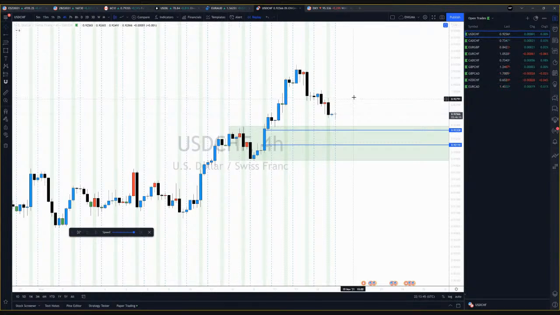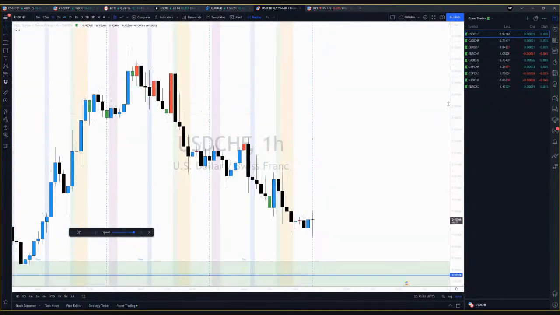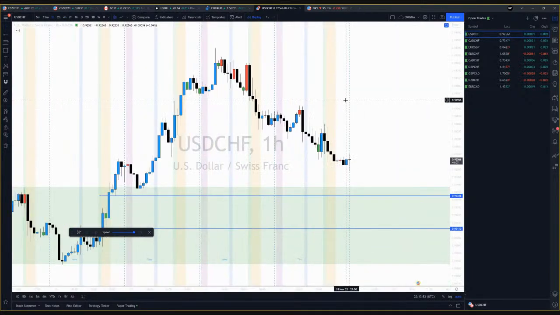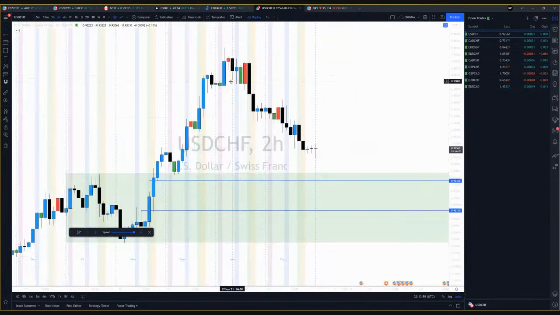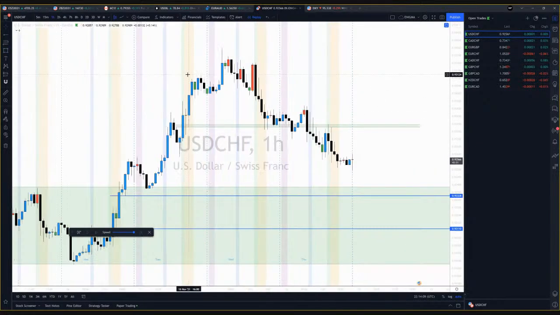Okay, so where can I sell short? Let's go into the hourly and see if I can find a level to sell short. All right, I think I like this one. Small little one. Dollar Swiss is a pair that I hate. I hate it.